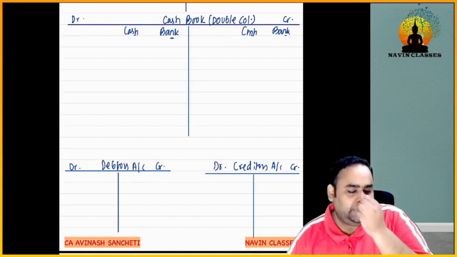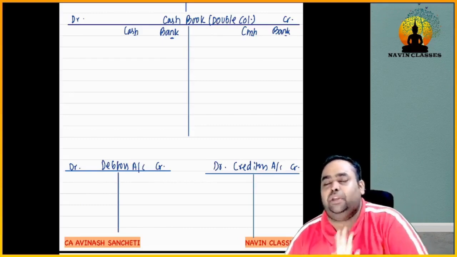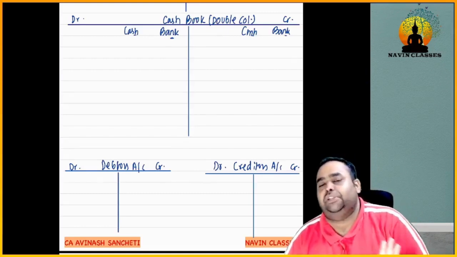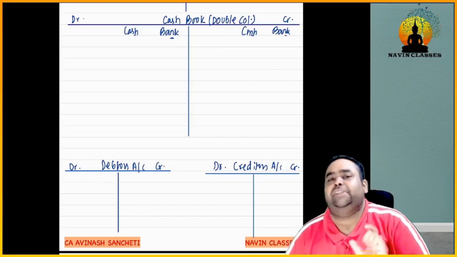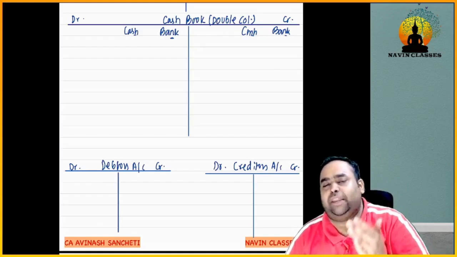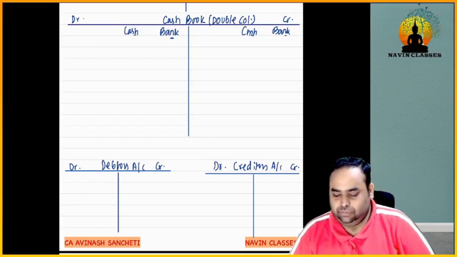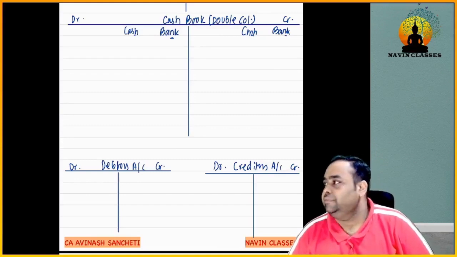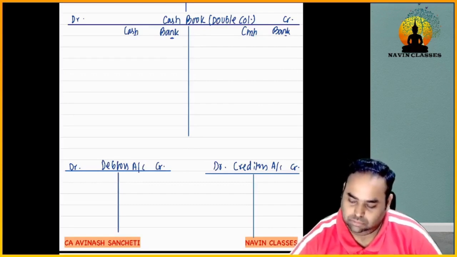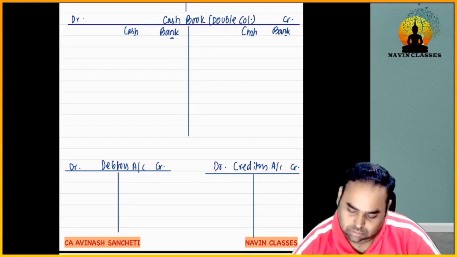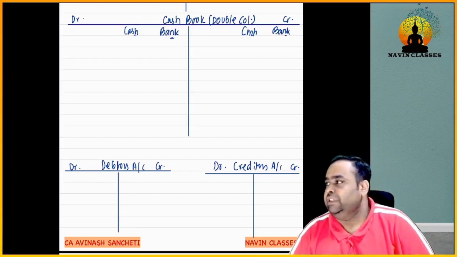Remember, you'll create separate cash and bank accounts when you are given separate information for balance and separate information for transactions. If this information is not separate, then cash and bank will not be separate, it will be combined. But we had this information that transactions and balances were separate. That's why I have created two accounts. Done. Let's start the work.